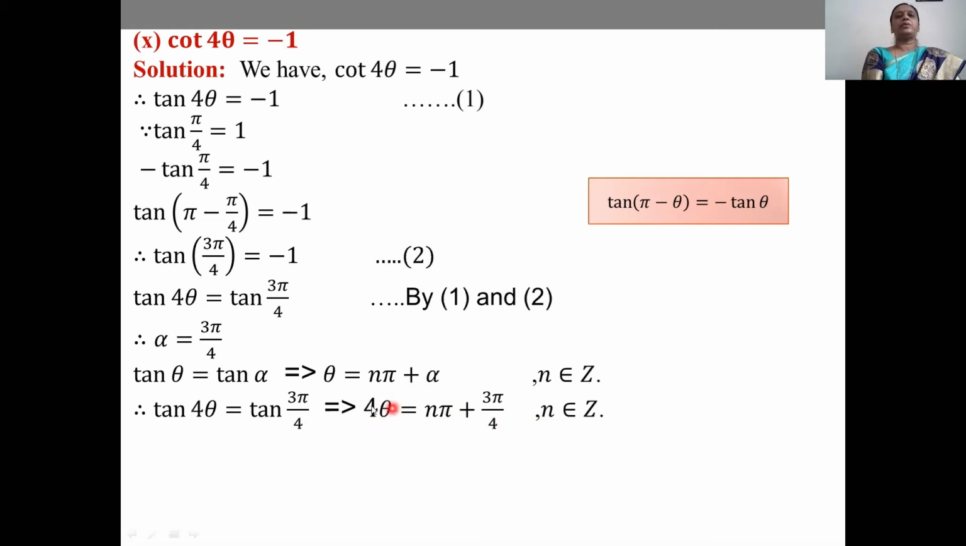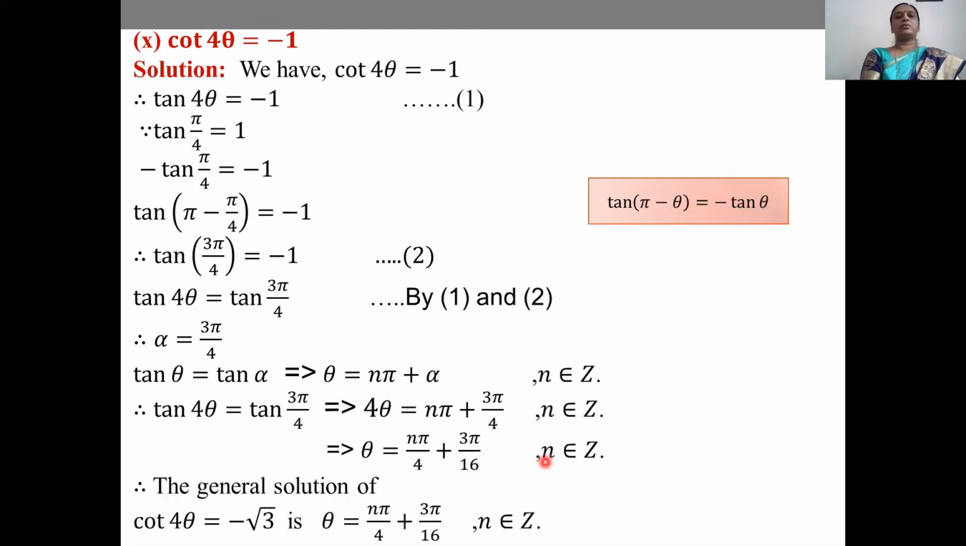Again here the coefficient of θ is 4, therefore divide the equation throughout by 4, you get θ = nπ/4 + 3π/16, n belongs to Z. This is our general solution. Therefore, in the last step, you write down the general solution as θ = nπ/4 + 3π/16, n belongs to Z. Then let's consider the next problem.